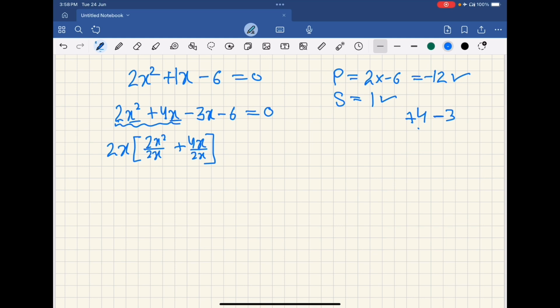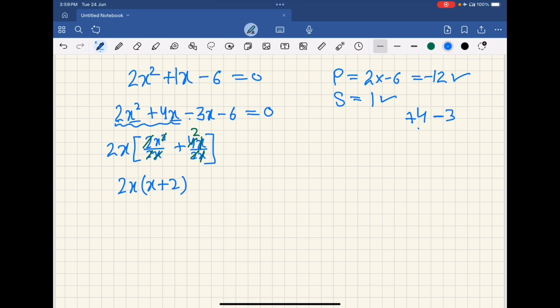Now, students, when you solve this, what will happen? See, this 2 will cut, x square divided by x is just x, divided by x gone, and this is 2. So what are we getting? We are getting 2x into x plus 2.